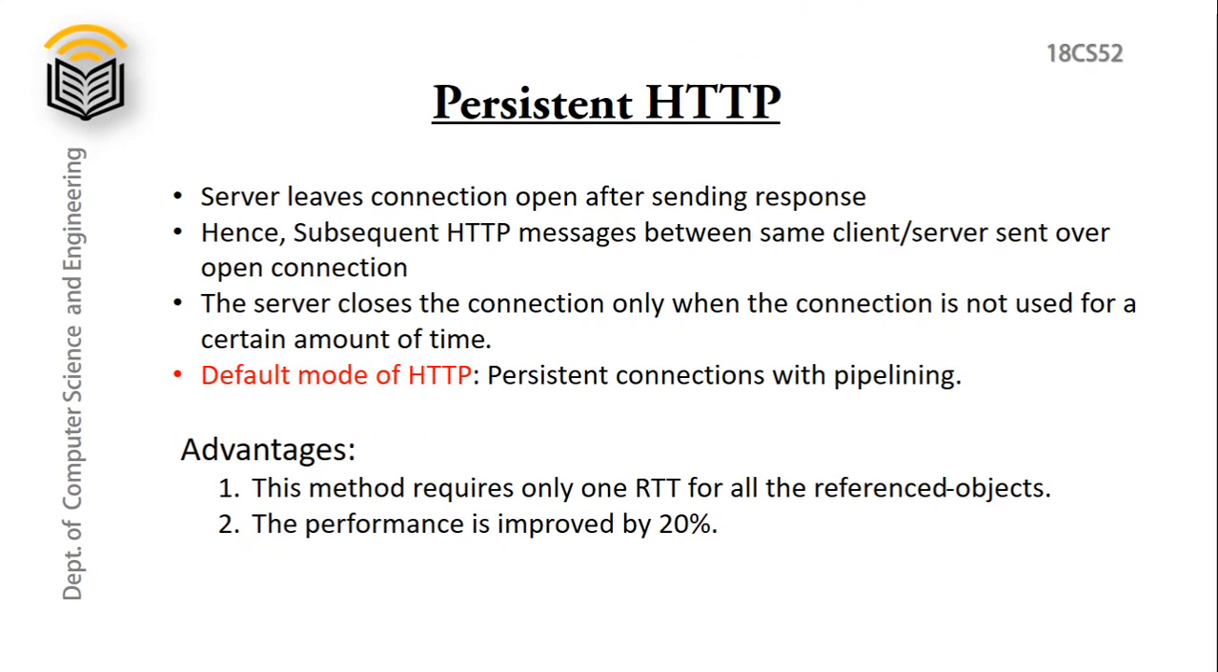Persistent HTTP. In this we exchange subsequent objects over a single TCP connection. So the server leaves the connection open after sending the response. Hence, subsequent HTTP messages between the same client and server are sent over the open connection. The server closes the connection only when the connection is not used for a certain amount of time. By default, HTTP uses persistent connections with pipelining. Since this method requires only 1 RTT for all the referenced objects, the performance is improved by 20%.